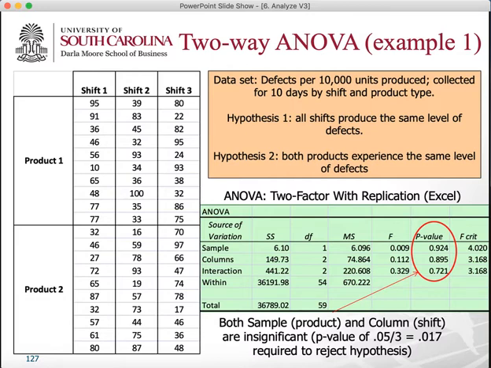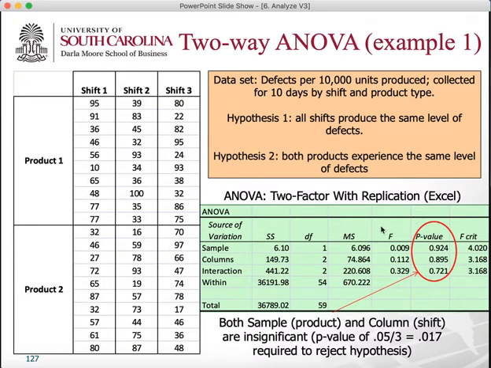So let's take a look at this one. Here I have the two-way ANOVA example. I have shift 1, shift 2, shift 3 data. I have product 1 and product 2, so I produce those two products in each shift. These are the defects per 10,000 units produced. My null hypothesis is that all shifts produce the same defects. My null hypothesis for products is that all products have the same level of defects.